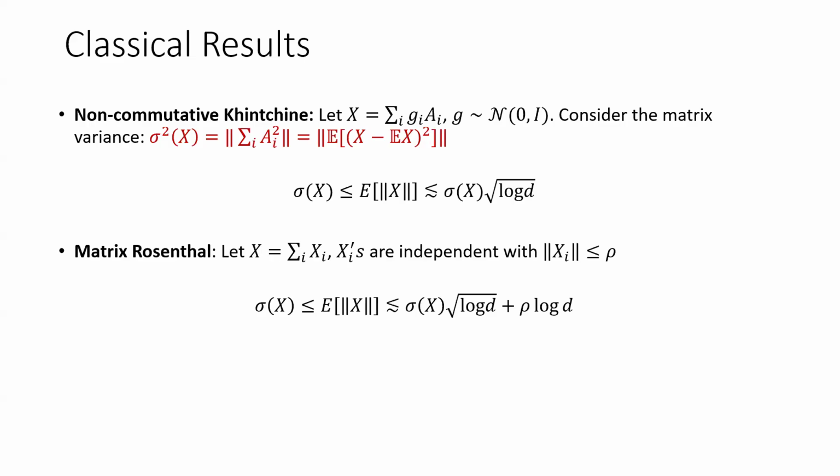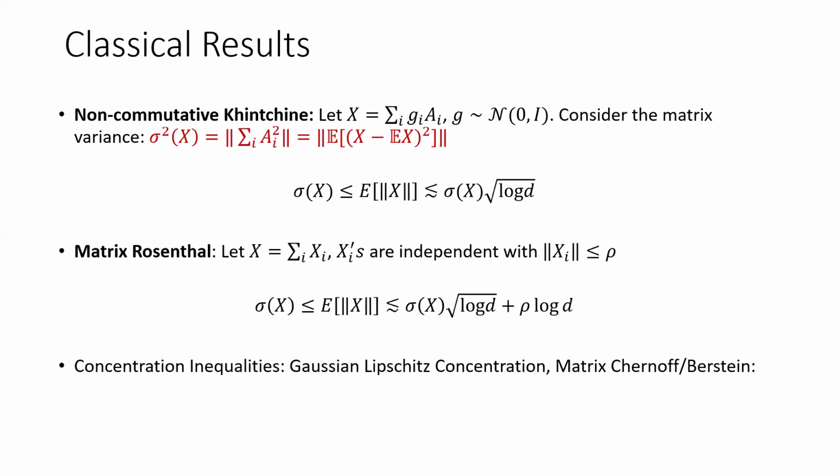Yeah. So you can think of this as a matrix analog of the CLT and those kinds of things. And in addition to bounding the expected norm, we can also give tail bounds on the norm of these random matrices using things like matrix Chernoff, matrix Bernstein, or the Gaussian Lipschitz concentration inequality. All these are classical results.